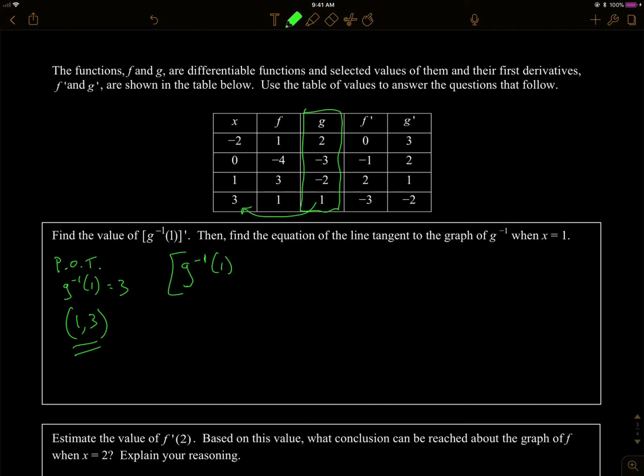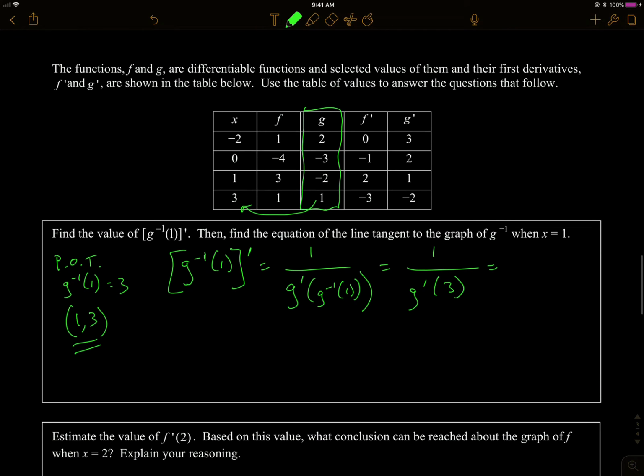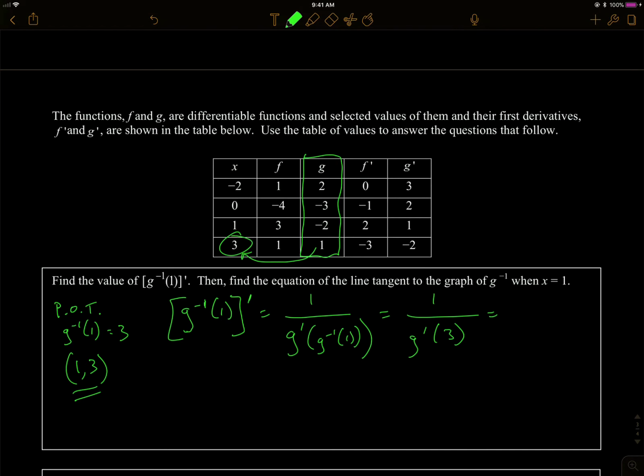Now I want the derivative of g inverse of 1 to find the slope of the tangent line at that point of tangency. So I know that's 1 over g prime of g inverse of 1. I look on my g table again. I find g inverse of 1 is 3, pointing back at the x value 3. So I get 1 over g prime of 3. Now on my table, under the x value of 3, g prime is negative 2. So there's the slope of my tangent line. It's negative 2.